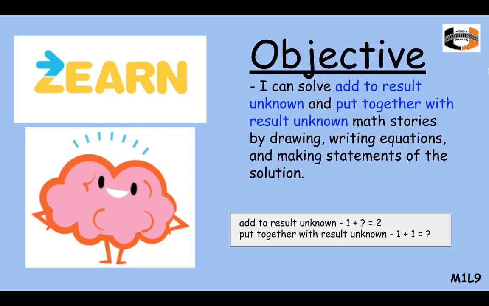So add to result unknown problems are when you don't know a part. You know one part, you're missing a part, and you know the total. Put together with result unknown problems are when you know both parts and you need to find the total.